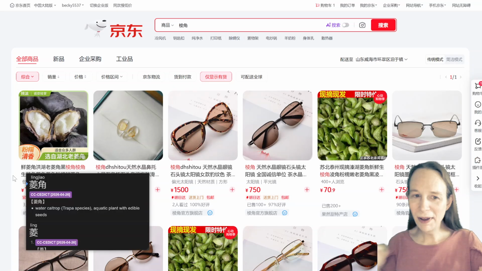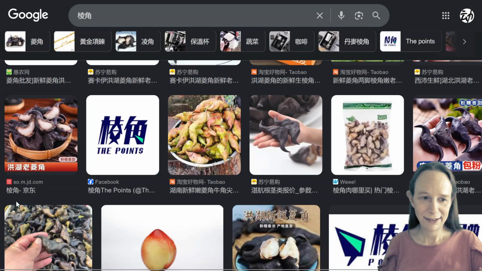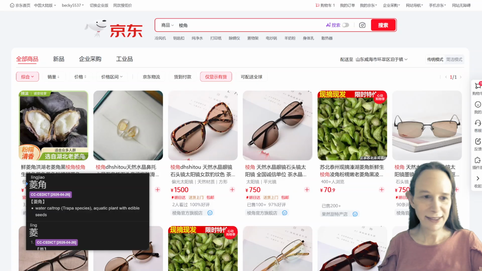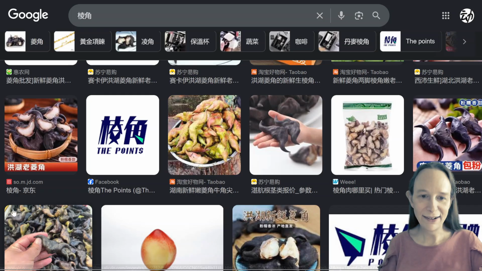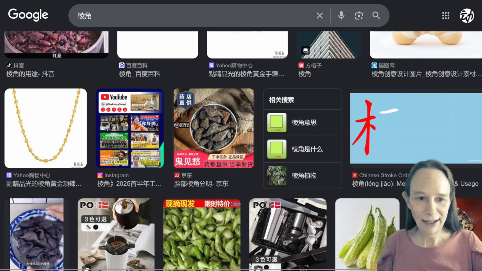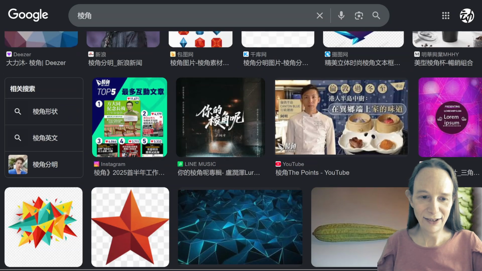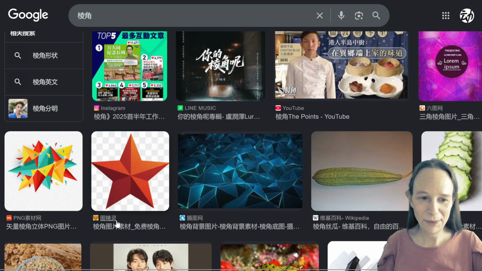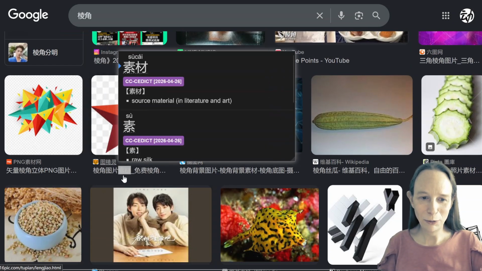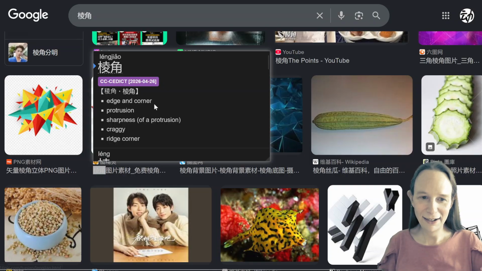Lingjiao. Oh, it might be another name for this. Lengjiao. It looks the same, right? Lingjiao, lengjiao. Okay. But this is not. Oh, we've got some polytopes coming out. 棱角图片. 棱角. Yeah.